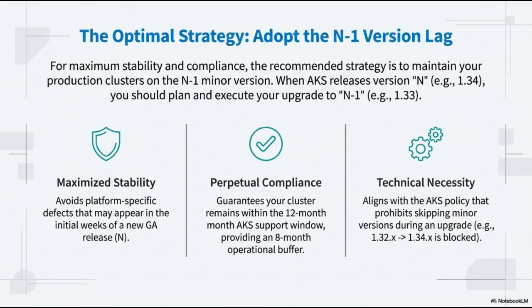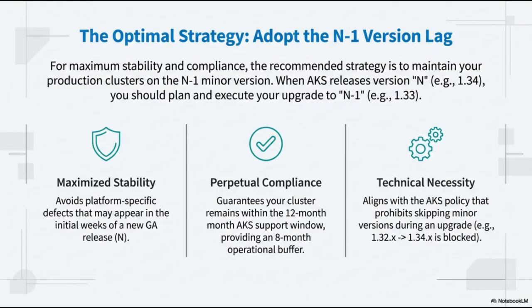To achieve the best balance of stability and compliance for your production clusters, we recommend adopting the N-1 minor version lag strategy. Essentially, this means staying one version behind the latest release. For example, once AKS releases version 1.34, your goal should be to plan and execute your upgrade to version 1.33. There are three critical reasons why this is our recommended approach.